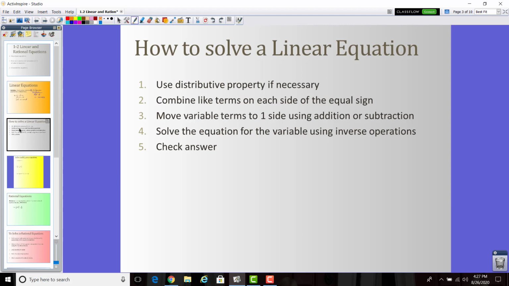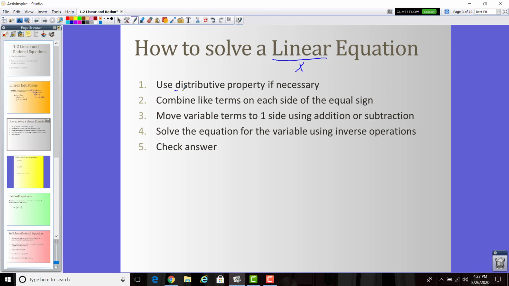All equations that you're going to solve have a process. The first thing you have to be able to identify is what type of equation it is so that you know what process to follow. So this is the process I follow whenever I'm trying to solve a linear equation. Linear, remember, means singular x's.